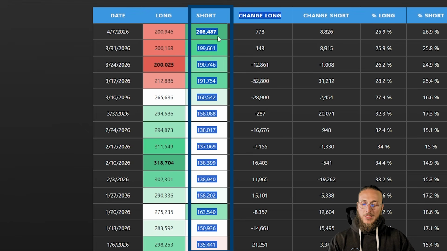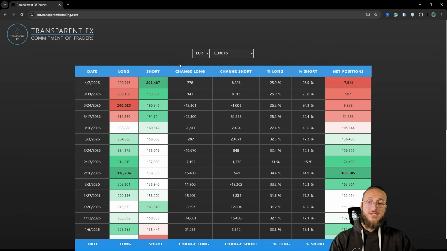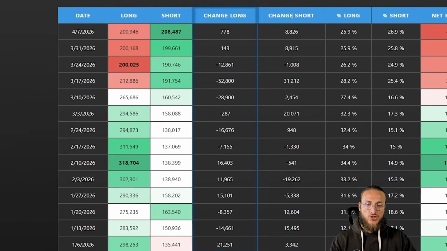And now we get into the part that becomes much more useful from an analytical point of view. The change in longs and the change in shorts is one of the most useful parts in the whole data set, because the level that we just saw of longs and shorts is just what the positioning currently is, but the change tells you what is shifting now, and that distinction is very important.